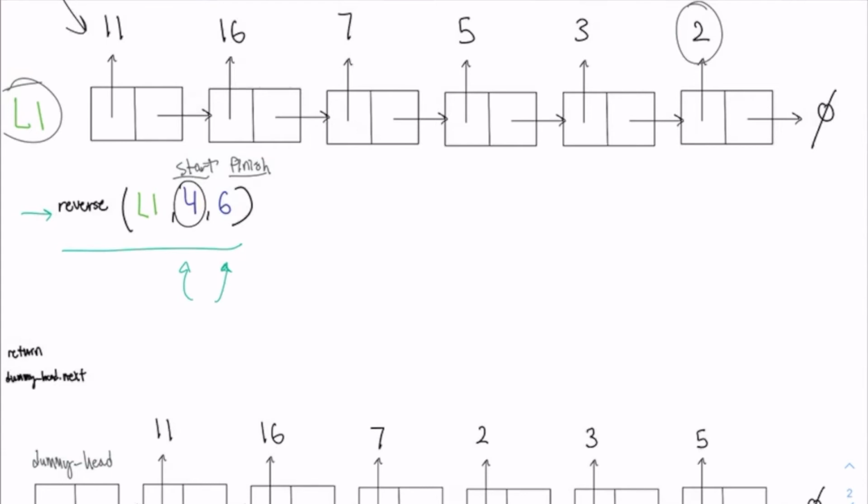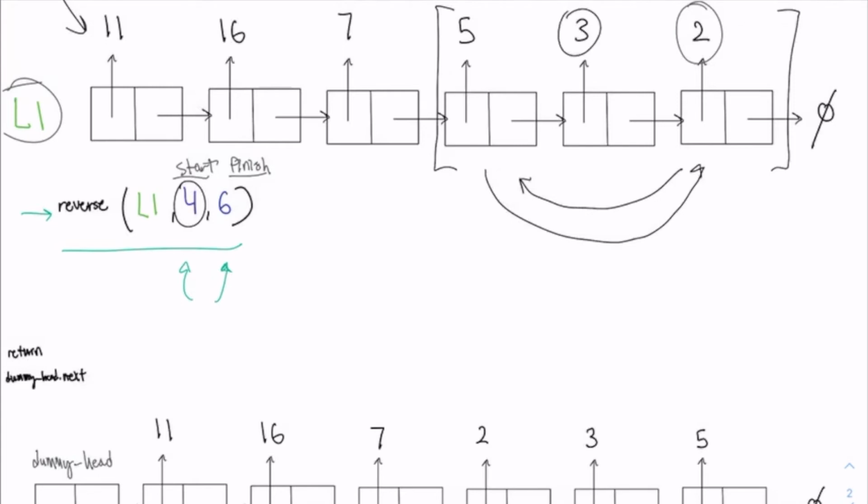So let's go back to the visualization, and we can see that we need to reverse starting with the node whose value is 5 and end with the node whose value is 2, and reverse the nodes so that 5 is where 2 is, 2 is where 5 is, and 3 stays where it is, because that's how you reverse 5 through 2 to 2, 3, 5.